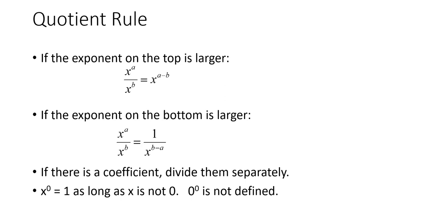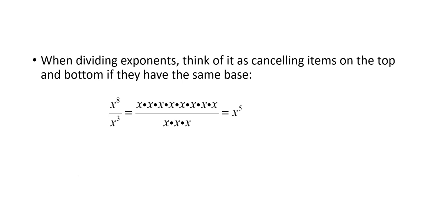So why do these rules work? Suppose I have an x to the 8th over x to the 3rd. How is it that I can just take these two exponents and subtract them? How is it that I can just make it x to the 8 minus 3 power? 8 minus 3 is 5, so x to the 5th.